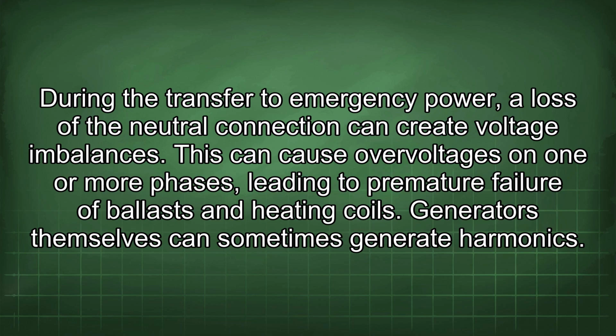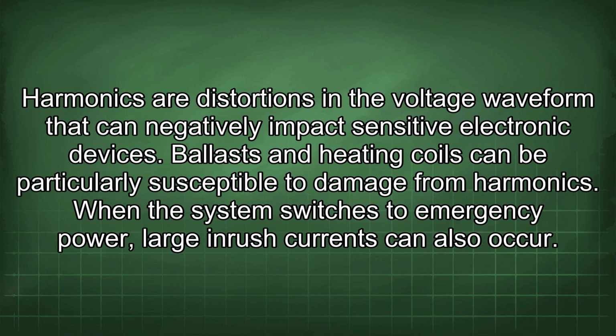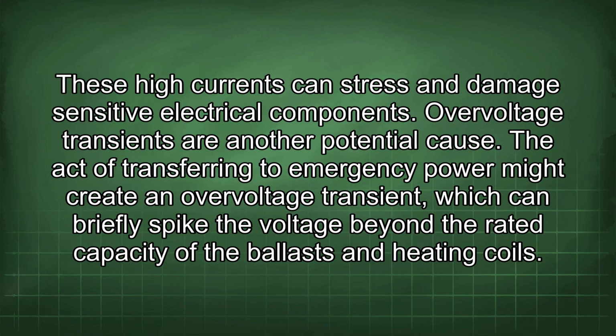Generators themselves can sometimes generate harmonics. Harmonics are distortions in the voltage waveform that can negatively impact sensitive electronic devices. Ballasts and heating coils can be particularly susceptible to damage from harmonics. When the system switches to emergency power, large inrush currents can also occur. These high currents can stress and damage sensitive electrical components.